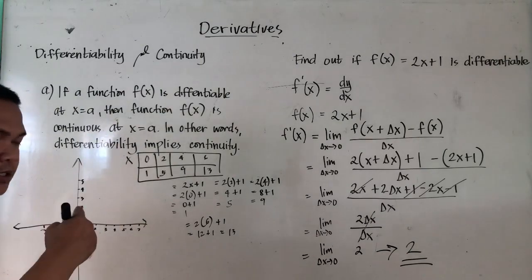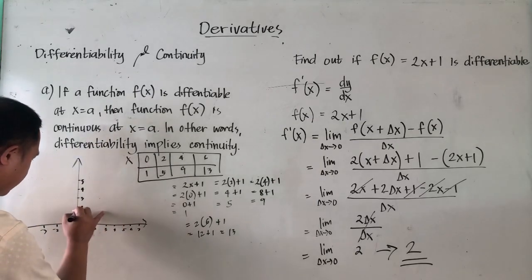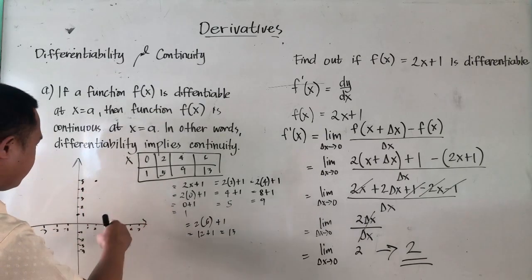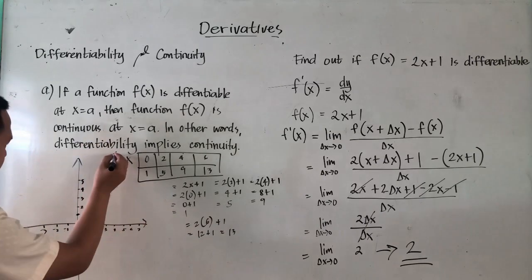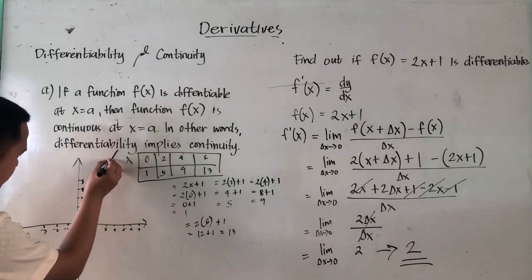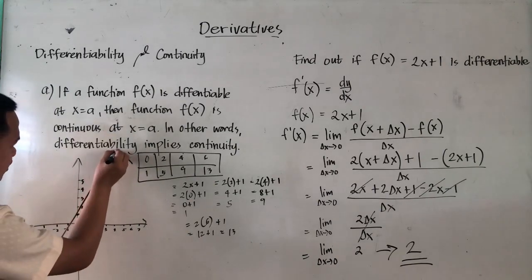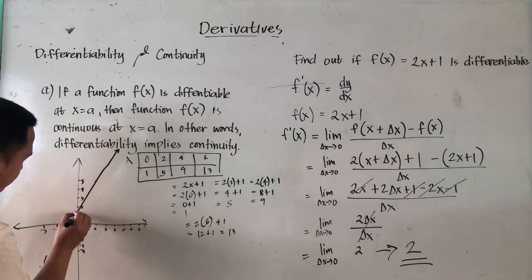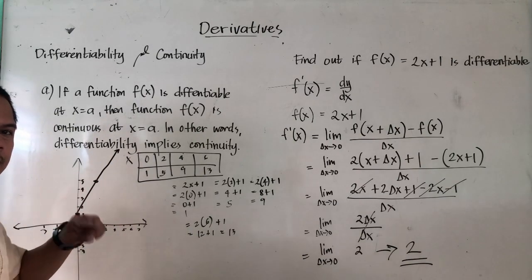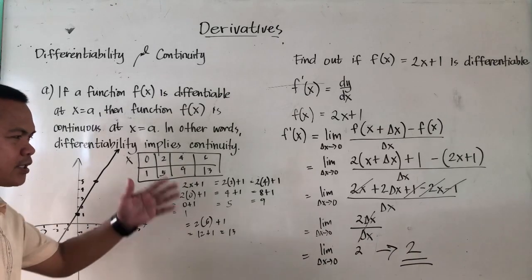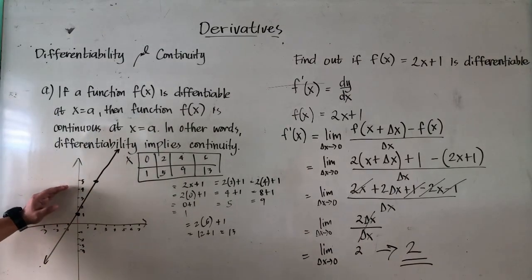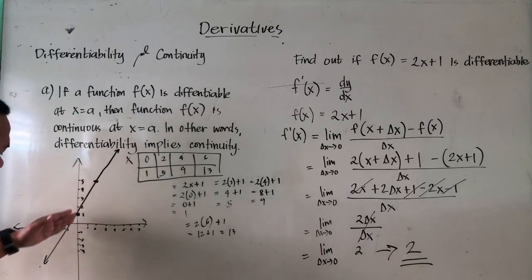Okay, following this, we have the points 0 and 1, also 2 and 5, also 4 and 9, and so on. If we connect the points, this will give us a graph like this. If you look at it, it means the slope is 2, the derivative is 2, and there is no break or hole in the given graph.